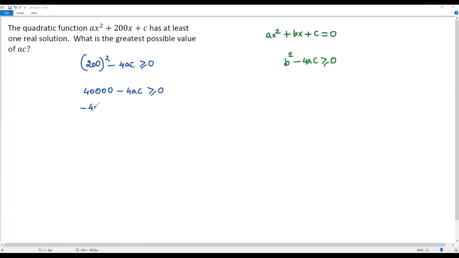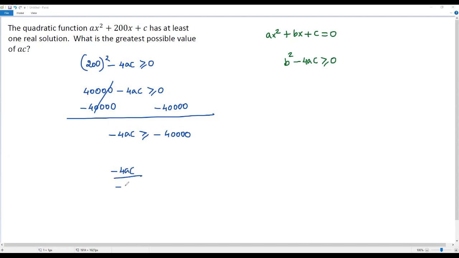Now let me subtract 40,000 from both sides of this inequality. When I do so, the positive 40,000 and negative 40,000 will cancel. I'm getting −4ac ≥ 0 − 40,000, which is −40,000. Here I'm going to divide both sides by −4: −4ac divided by −4 and −40,000 divided by −4.